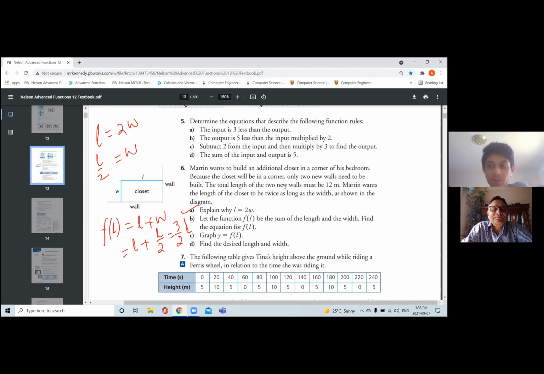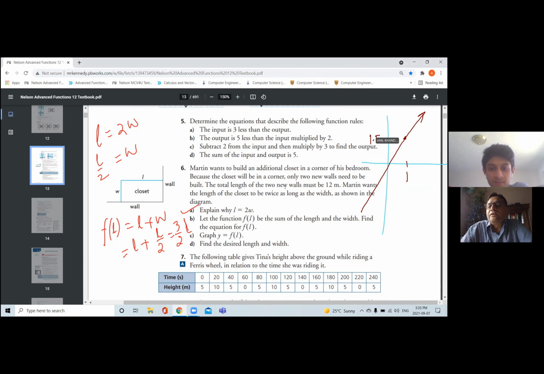Yes, sir. I did that too, but I just didn't know if I did it correctly. Now I know for sure. So now you have to graph f of L. So 3 by 2 L is like a direct variation, right? Rise over run. So it is a straight line which goes through the origin, correct? Yes. With a slope of 1.5. So at any particular point, if it is 1 here, then this will be 1.5. Is that clear to you?